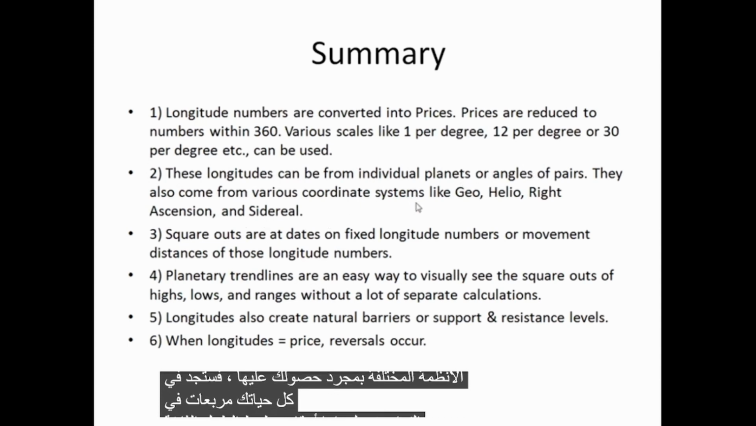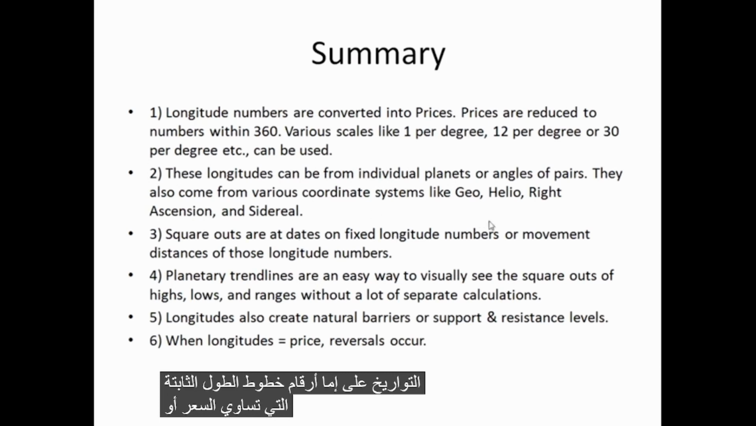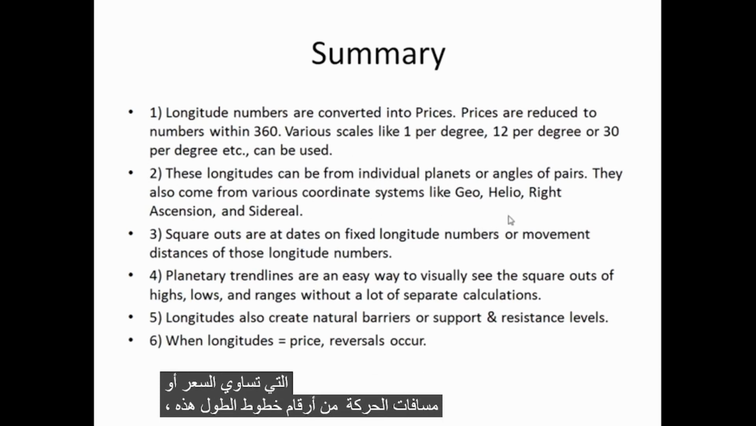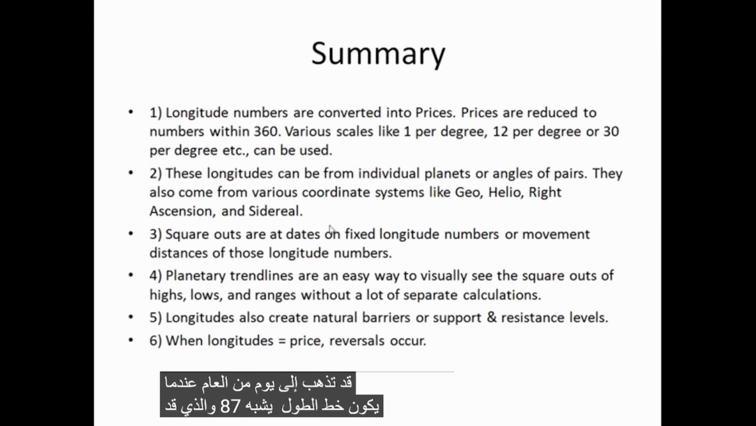Square outs are at the dates on either fixed longitude numbers that are equal to the price, or movement distances of those longitude numbers. So if you were at a price of 87, you might move 87 degrees, or you might go to the day of the year when the longitude is like 87, which would be like the first day of summer almost, which is 90 degrees on June 20th.